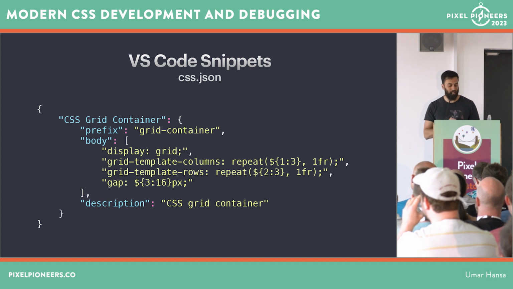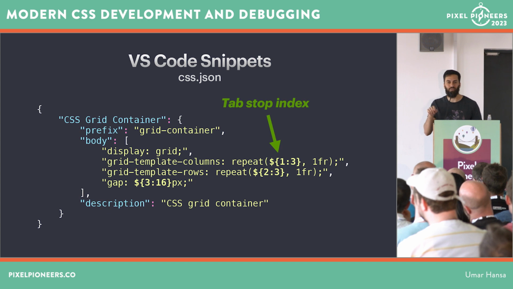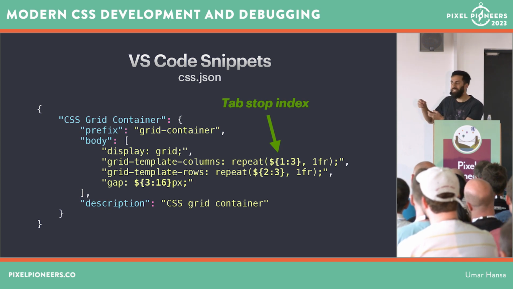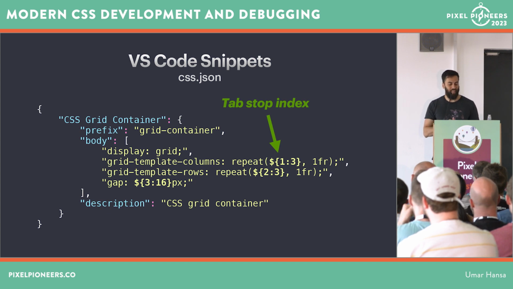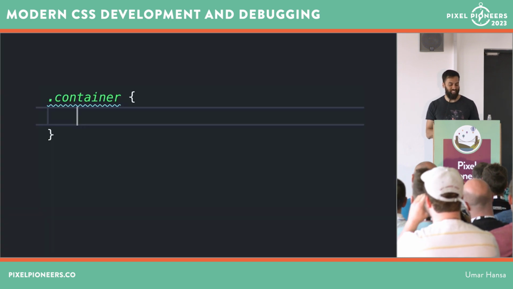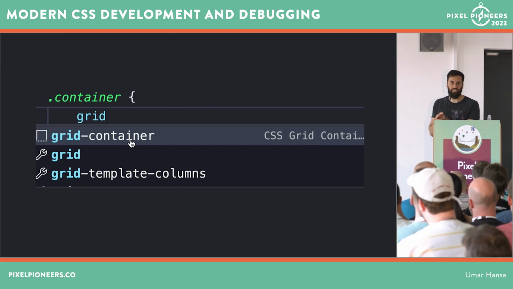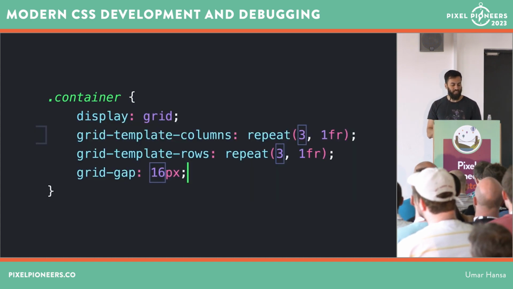You're probably seeing some funny looking symbols there. The dollar symbol, the 1, colon, and 3. The 1 represents the tab stop index. So every time you hit tab, when this snippet is produced, those tab stop indexes dictate where the cursor ends up. And the 3, the digit to the right of the colon, that's just the default value. Probably easier to show than to explain. So grid-container, that's the name of my snippet, the trigger if you like, and then you get a bunch of nice looking CSS.